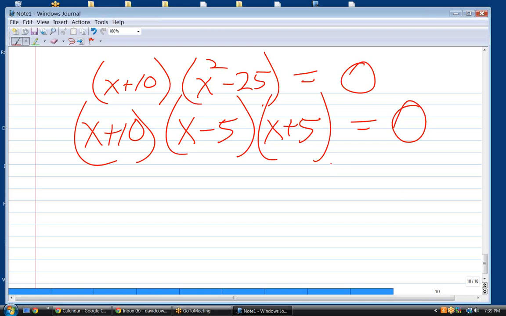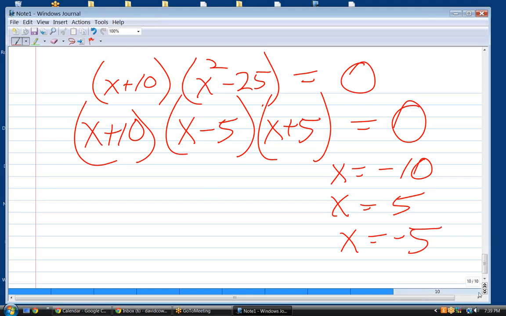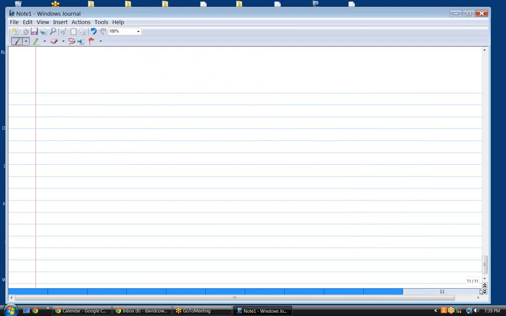Okay, let's see, it's going to be, oh sorry, x equals -10, x equals 5, and x equals -5. Right. And again, all of those work. If I were to plug each of those back into the original, I get 0. Okay? Now, let me just show you one other situation here.